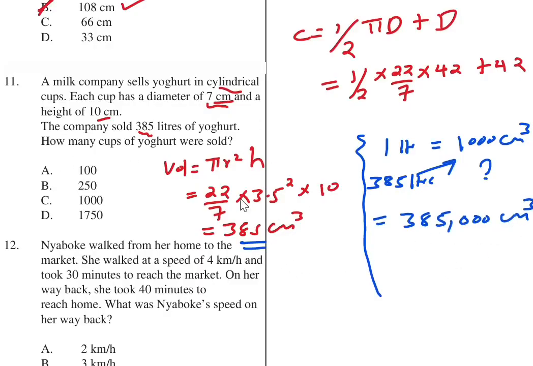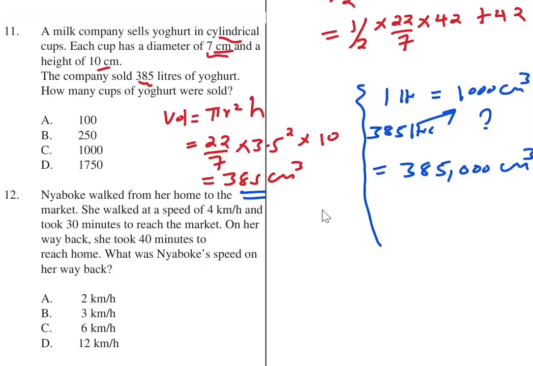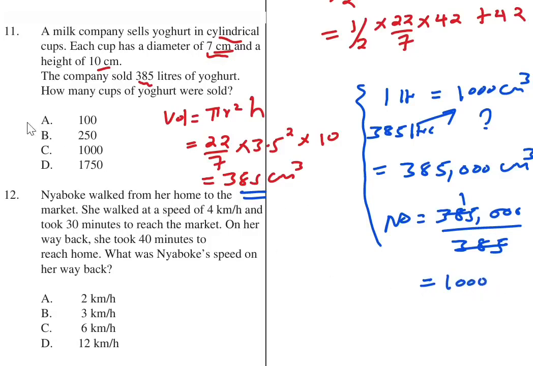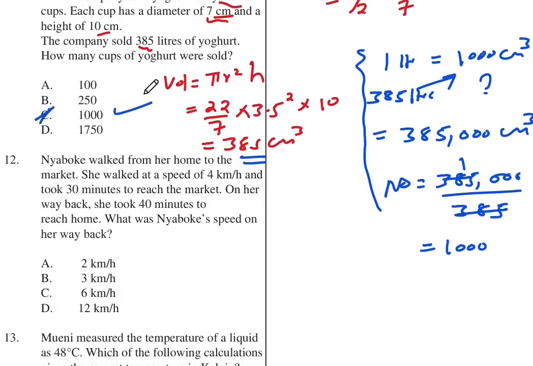So they are asking how many cups were sold. To get the number of cups, very easy, we take what was sold divided by the volume of one cup. So the number of cups will be 385,000 divided by 385. So that cancels with that, 1. So it is 1,000 cups. So the answer is 1,000. I hope you have seen that. So number 11, the answer is C.